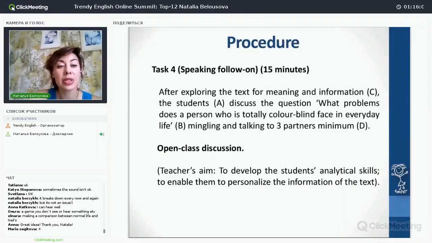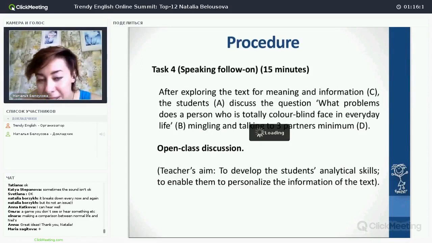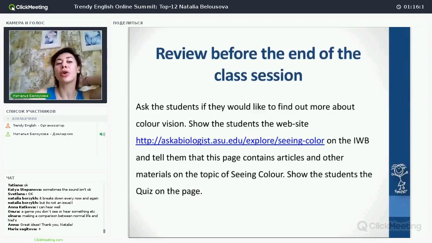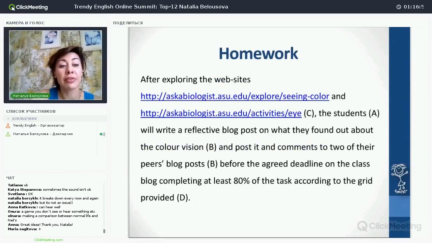And there was another element, because when we discuss homework, I also always want to make sure that it's meaningful, okay? So we went back to another section of the website that I showed my students at the beginning of the lesson, and just showed them that there are more materials there about color vision. I didn't ask the students to read something, no pressure, but I just made them aware that this website contains lots of other interesting materials on this topic, and I showed them where to find them. And then the homework was to write a reflective blog post on what they found out about the color vision, and they had to post it, and then also comment on their partners' blogs.